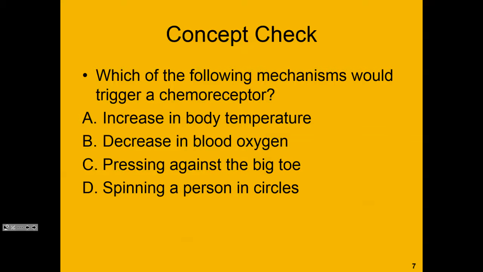So, class, concept check. Which of the following mechanisms would trigger a chemoreceptor? We have an increase in body temp, a decrease in blood oxygen, pressing against your big toe, or if you spin a person in a circle. Which of the following would trigger a chemoreceptor? A, B, C, or D?